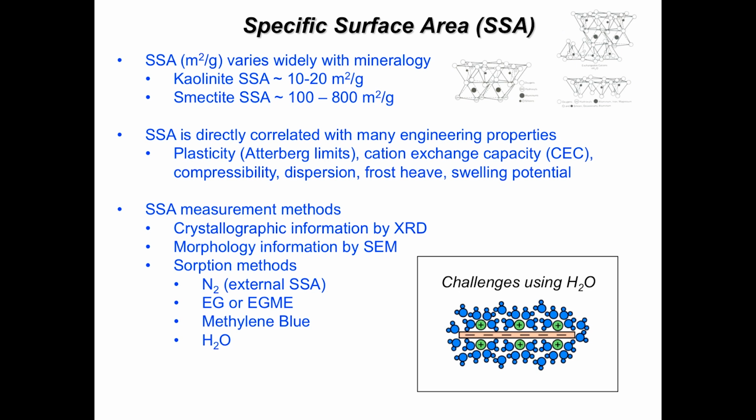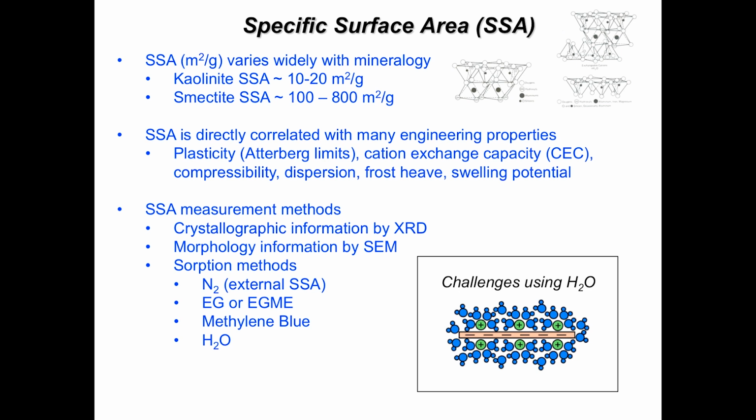There have been a number of studies that have empirically correlated surface area to a variety of engineering properties, certainly plasticity and cation exchange capacity. Some of these correlations are better than others, as well as engineering behavior, things like compressibility, dispersion behavior, frost heave susceptibility, and swelling behavior. So there is motivation to try and identify not only these links between surface area and engineering behavior, but also to identify and refine approaches for measuring surface area.